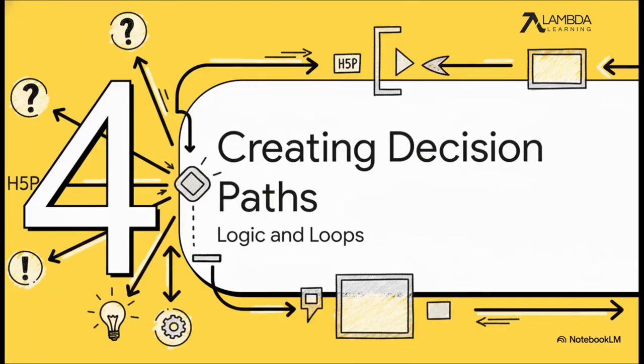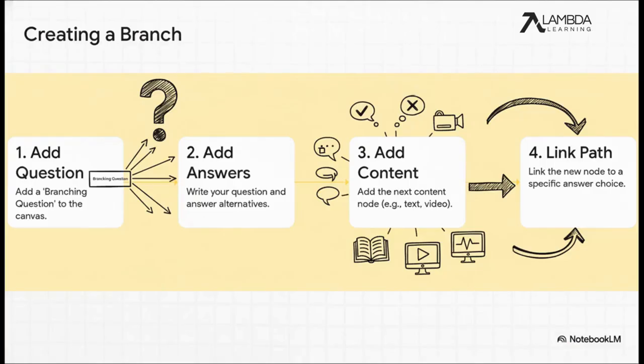Okay, so we know what the pieces are. Now let's talk about how we actually connect them to create those different paths. It's actually a pretty simple 4-step dance. 1, you add a branching question. 2, you write your question and all the possible answers. 3, you drag your next piece of content, like a video or some feedback text, onto the canvas. And 4, you just draw a line to link that new content to one of the answers. That's it. You've just made a branch.